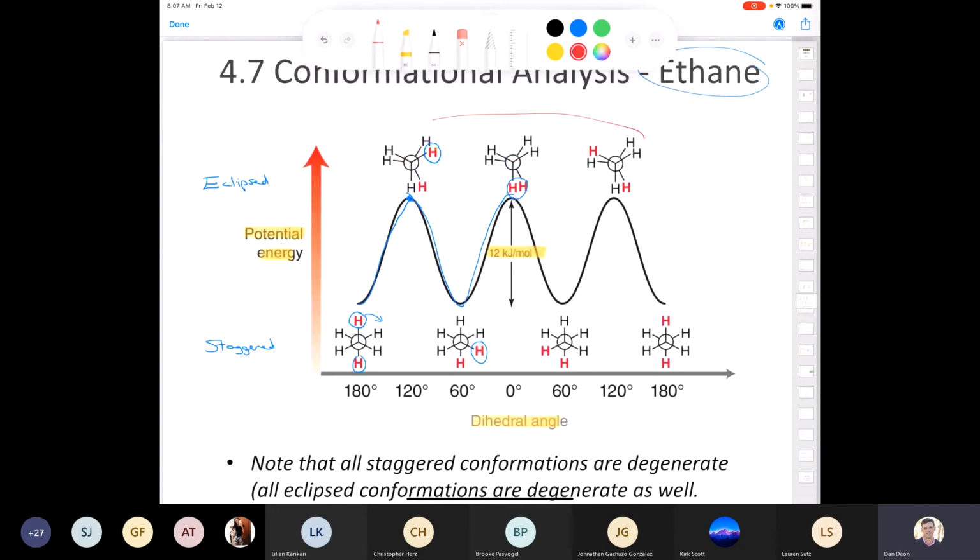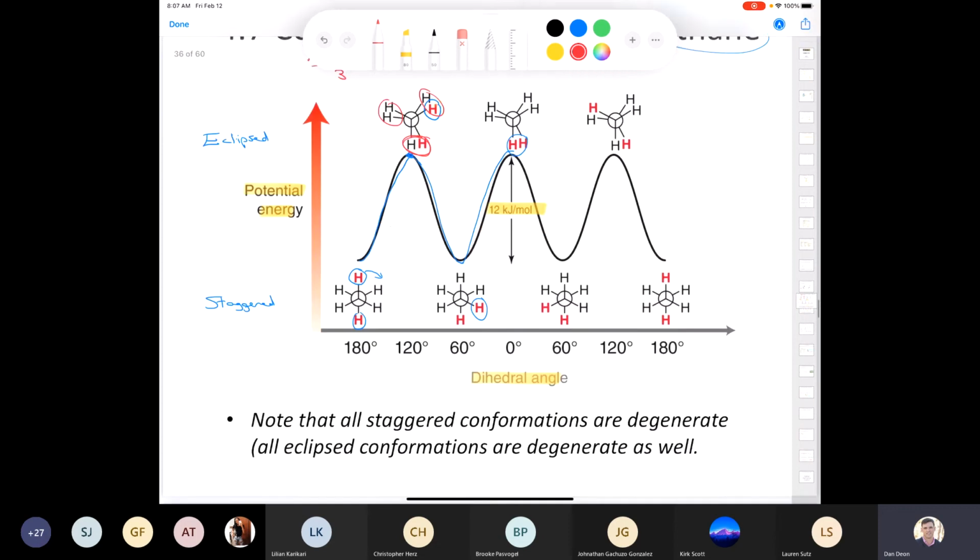If all of these eclipsed conformations are 12 kilojoules per mole higher in energy than the staggered, that means that each one of these 1, 2, 3 hydrogens that are eclipsed, each one of them must cost 12 kilojoules per mole divided by 3, which would equal 4 kilojoules per mole. So that means that every time 2 hydrogens are next to each other like this, it's going to cost you 4 kilojoules per mole.